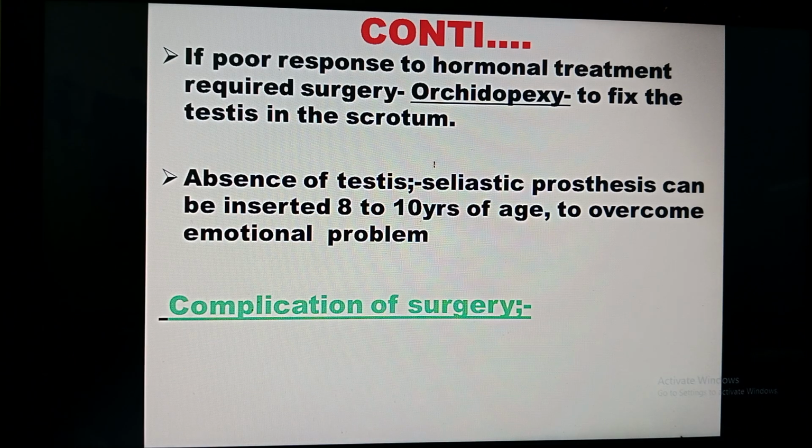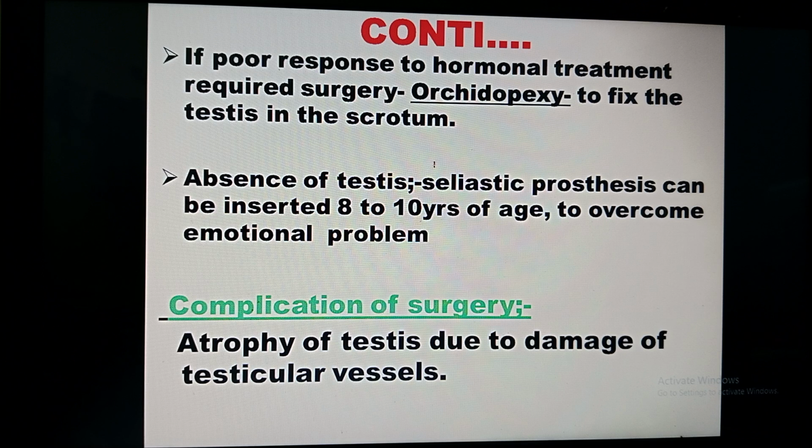What are the complications of surgery? Yes, there is more chance for atrophy of the testis. Atrophy means destruction of the testis due to damage of the testicular vessel. As I said, it's a very delicate organ. They will handle it very carefully. If handling is a little bit harsh, there is a chance for atrophy of the testis. Okay, these are the medical and surgical management.